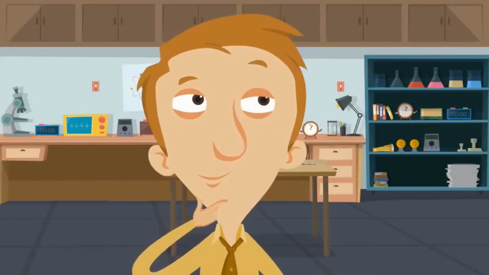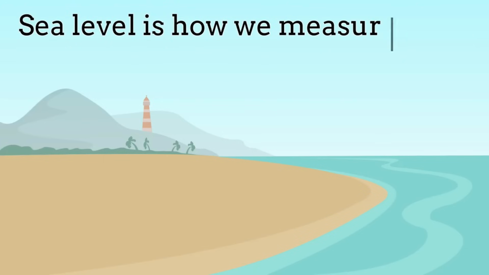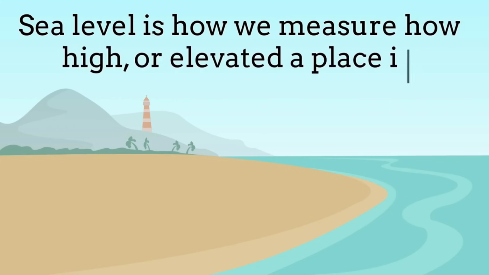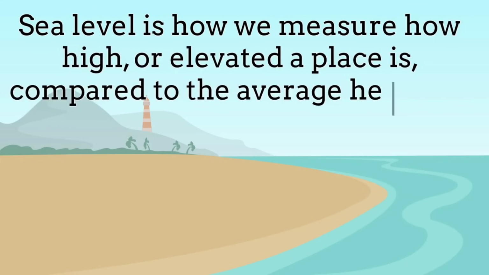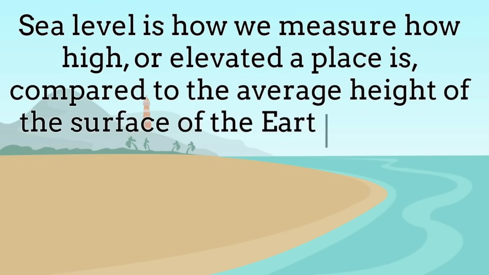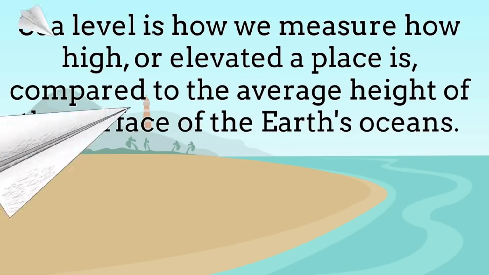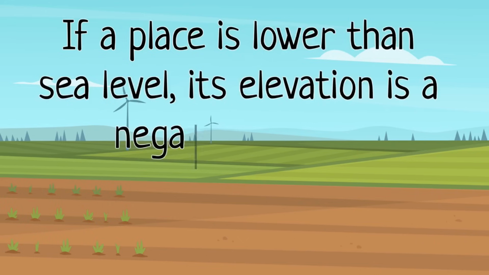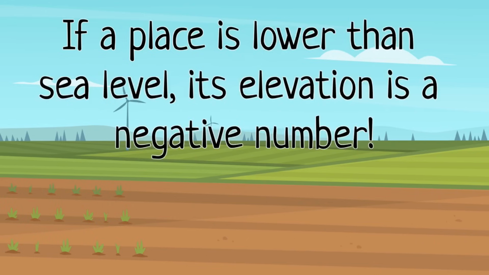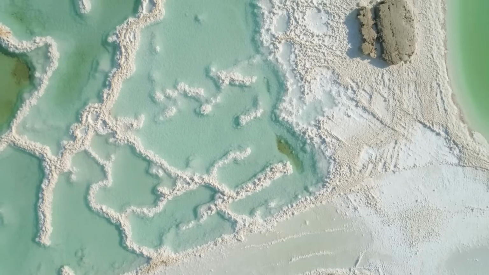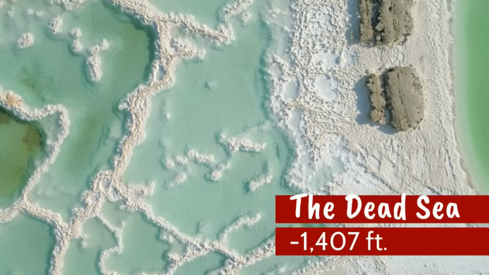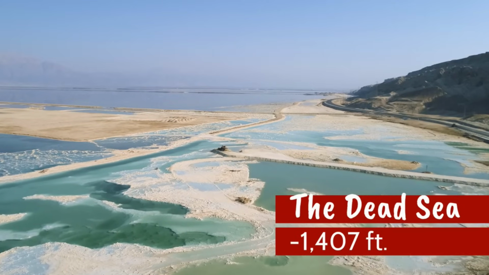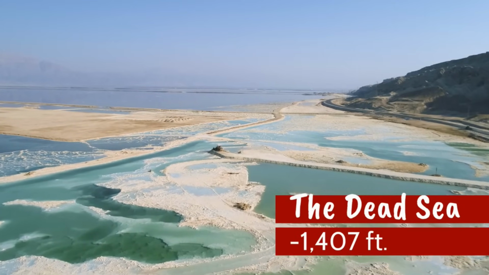Now, what's sea level? Well, sea level is how we measure how high or elevated a place is compared to the average height of the surface of the Earth's oceans. Now, if a place is lower than sea level, its elevation is a negative number. For example, a place called the Dead Sea is at negative 1,407 feet.